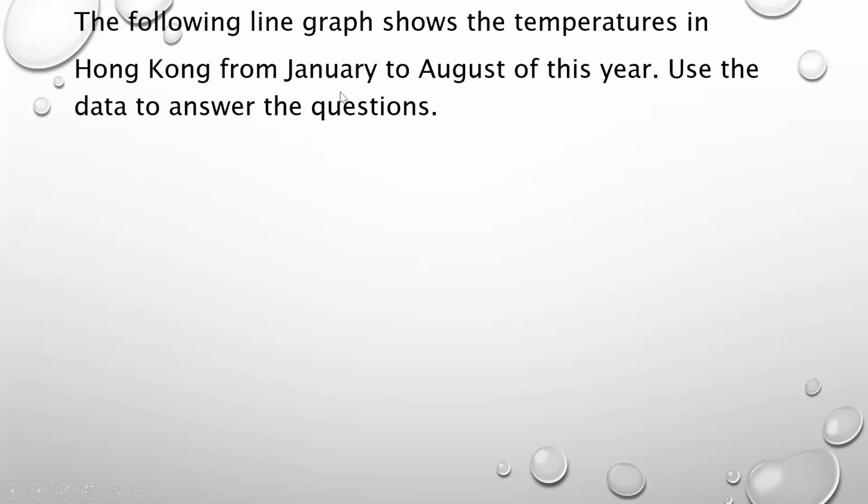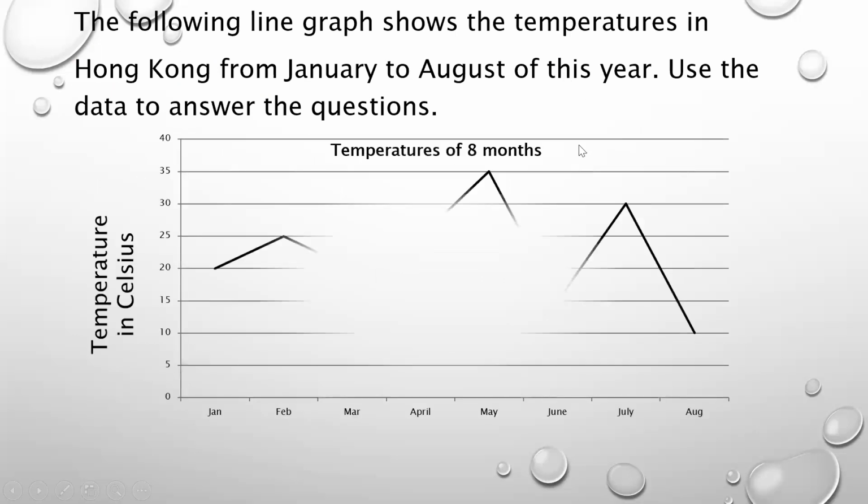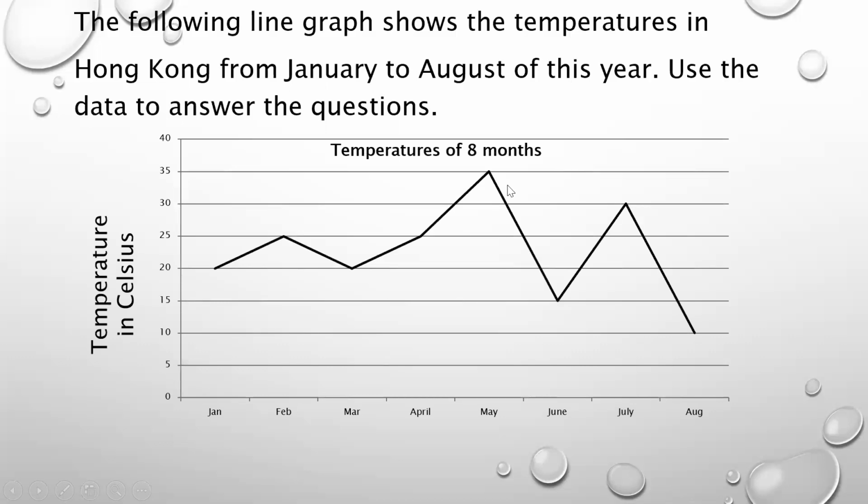Another example is the line graph that shows the temperature in Hong Kong from January to August this year. In this question, the time period from January to August is independent and the temperature, because it varies, is dependent. So use the data for answering the questions on the next slide. This is the graph in which this is the x-axis and this is the y-axis. On the x-axis you have the time period, and on the y-axis you have the temperature in Celsius, which may vary in each one.